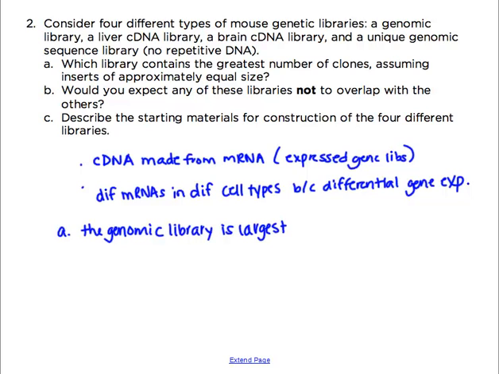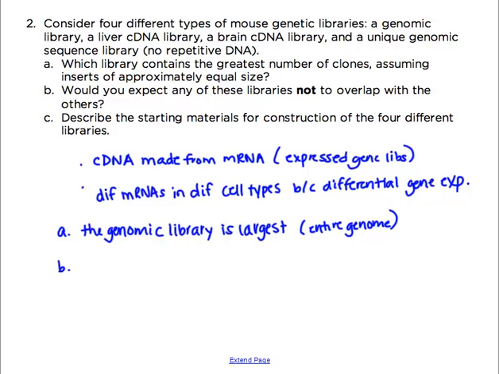So it's largest, which therefore would have the greatest number of clones, and it's the largest because this is the entire genome. So all the other three libraries are actually just subsets of this original one, so we'll say this is the entire genome. So even the unique genomic sequence library could possibly be smaller because original genomes, the entire genome, may have repetitive sequences in it, and the unique one removes this repetitive DNA.